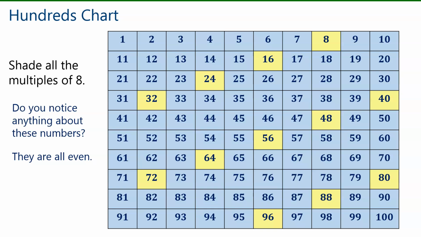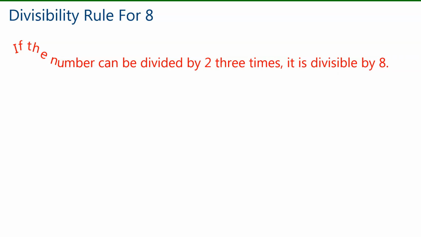But again, there's lots of other even numbers that are not colored. So I can't come up with the rule saying that if it's even, it is divisible by 8. But again, being even is very important to the rule. So the divisibility rule for 8 states that if the number can be divided by 2 three times, then it's divisible by 8. So for 4, we had to divide by 2 twice. So for 8, you just have to divide it again by 2.